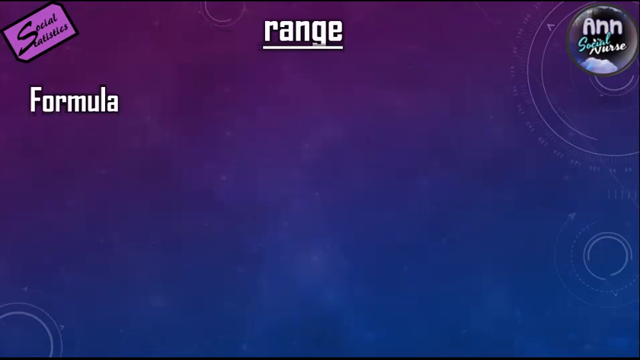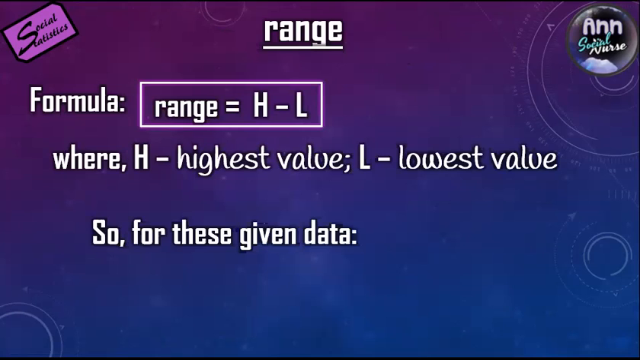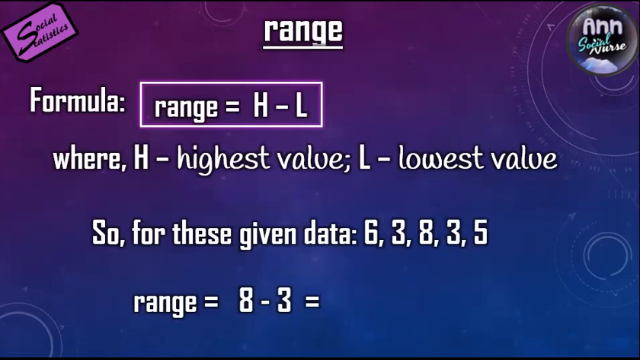Okay, let's have range. The formula of which is very simple. Range is just H minus L. H is the highest value, L is the lowest value. For this given data, you remember the data we used in the previous module? Very simple, just so you will understand the process. 6, 3, 8, 3, 5. So the range now is 8, the highest, minus 3, the lowest, equals 5. So the range is 5.